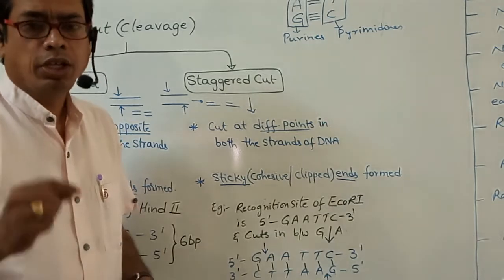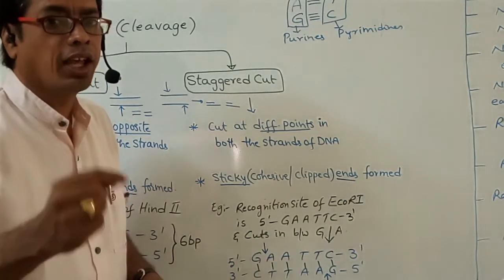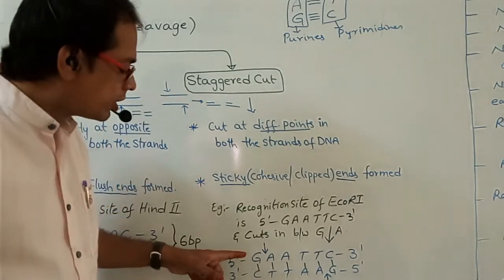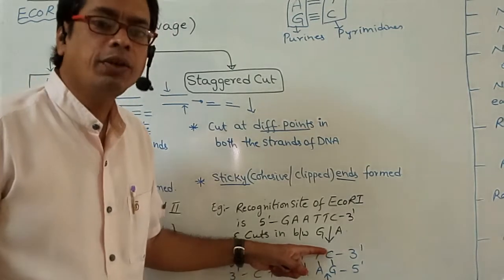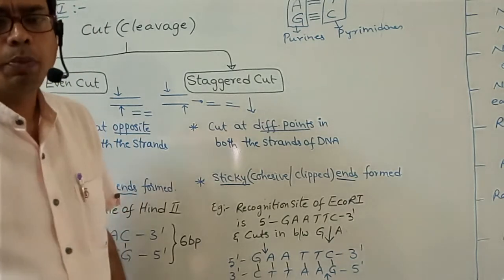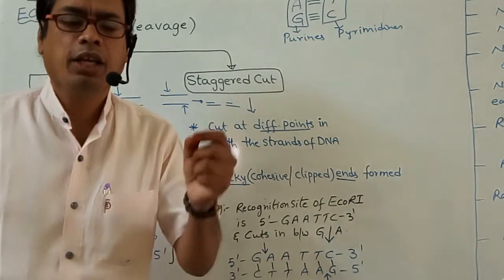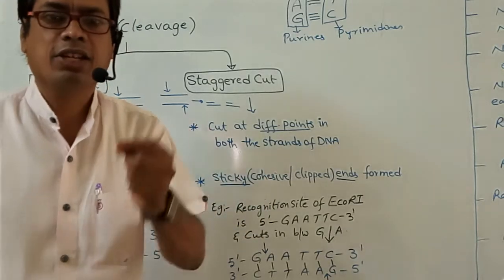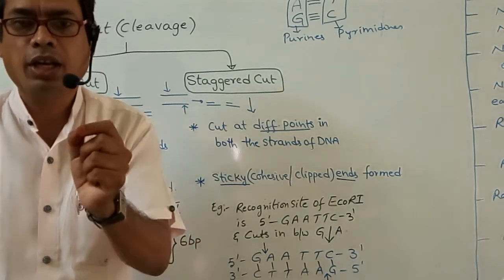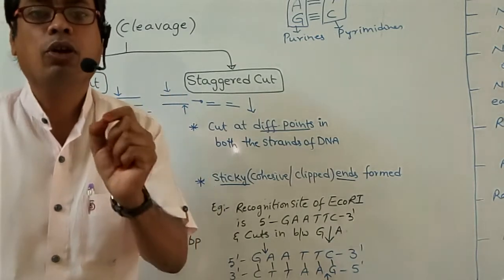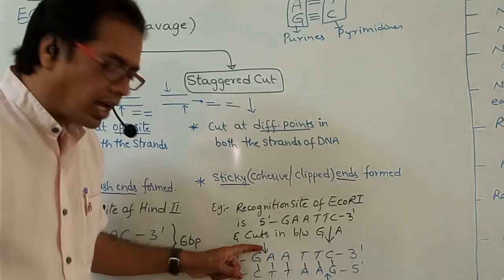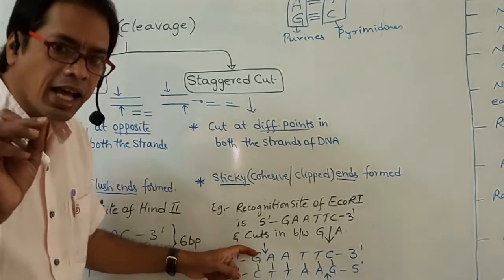If we read one strand in 5 to 3 and the other strand in 3 to 5, will a palindromic sequence be obtained? No. See, 5 to 3 read GAATTC. 3 to 5 read CTTAAG. Is it a palindromic sequence? No. So a palindromic sequence is not obtained if one strand is read in 5 to 3 and the other in 3 to 5. Right. So cutting at different points is called a staggered cut.